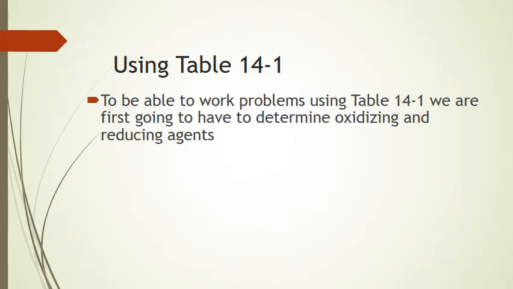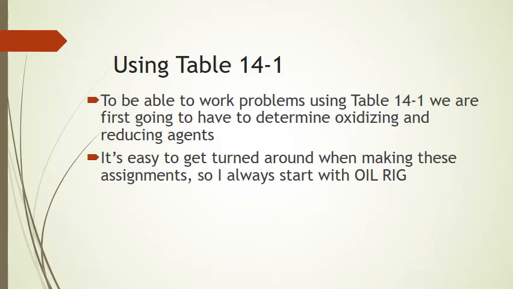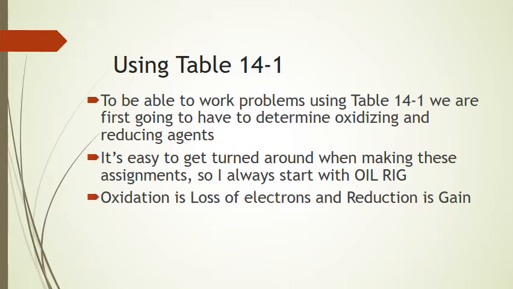So we want to work problems using this table. The first thing we're going to have to do is determine which reactants are oxidizing agents and which are reducing agents. It's easy to get turned around with this due to the terminology that they use, also the fact that electrons have negative charges. So whenever I work this type of problem, I start with OIL RIG. Oxidation is loss of electrons. Reduction is gain.